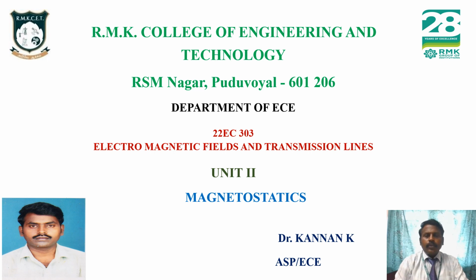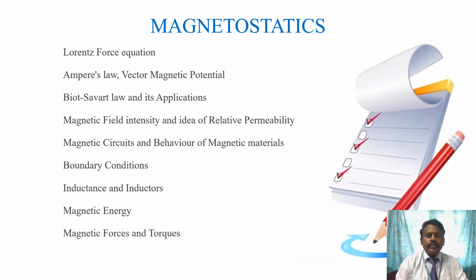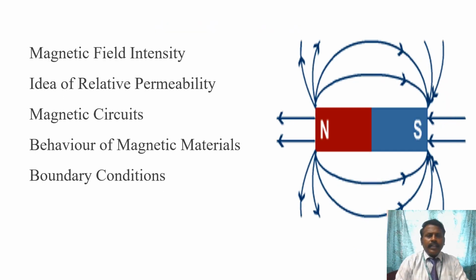In this lecture video, I am going to talk about the basics of magnetic field and electromagnetic boundary conditions. In magnetostatics, these are the important points we are going to discuss in the forthcoming lectures: one is the Lorentz force equation, second Ampere's law, vector magnetic potential, Biot-Savart law and its applications, magnetic field intensity and idea of relative permeability, magnetic circuits and the behavior of magnetic materials, boundary conditions, inductance and inductors, magnetic energy, and finally conclude with magnetic forces and torque. So magnetic field intensity, idea of relative permeability, magnetic circuits, behavior of magnetic materials and the boundary conditions.